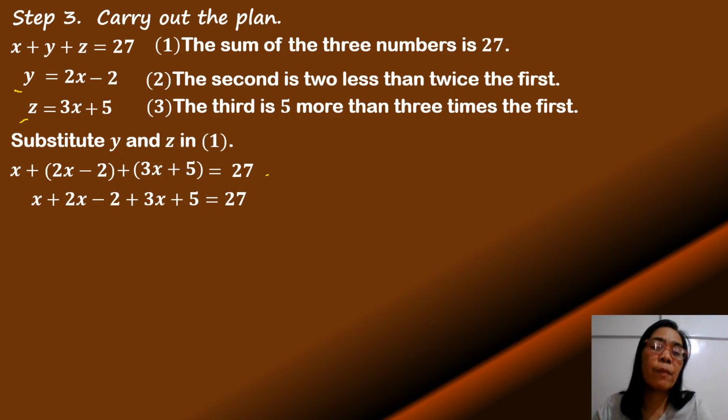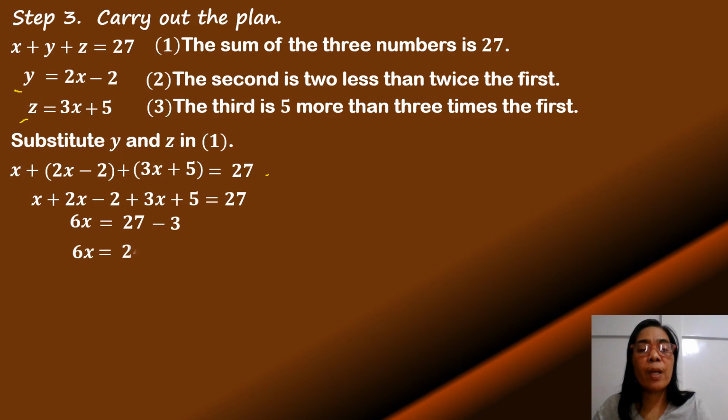So further, we simplify the equation by collecting similar terms. So we have x plus 2x plus 3x, that is equal to 6x. Then we can eliminate the negative 2 plus 5 in here by addition property, that will become now 27 minus 3. And simplifying further, we have 27 minus 3 is equal to 24. We solve for x, applying the division property. x is equal to 4.